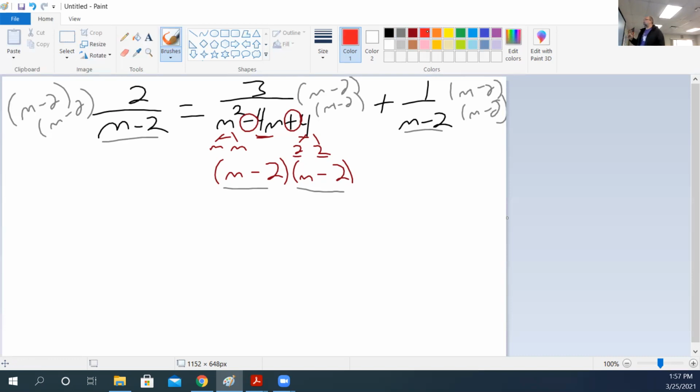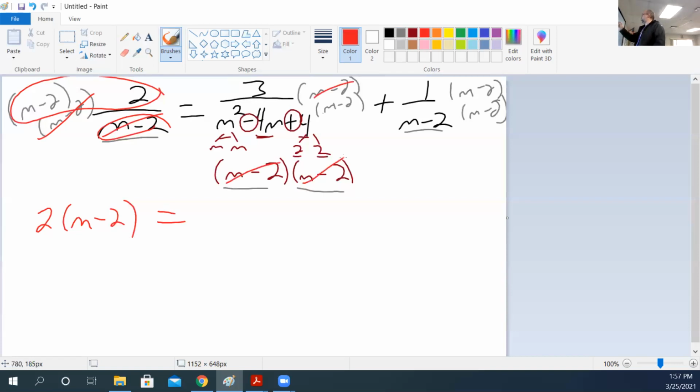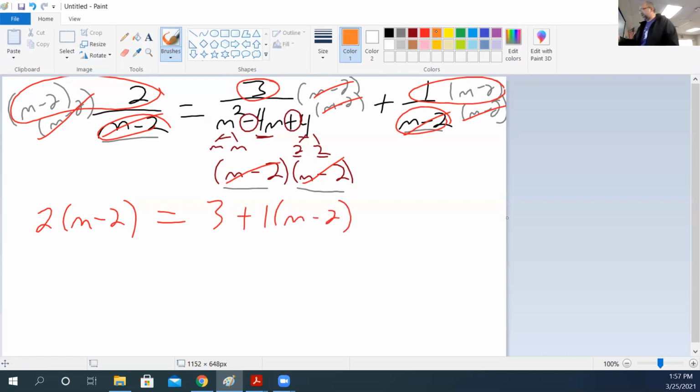Okay. So now let's cancel things out. M minus 2 there cancels one of them. So we still have left a 2 times m minus 2. And this cancels that one, cancels that one. So all we've got left is that 3. And over here, m minus 2 cancels one of those. So what we still have left is an m minus 2. Well, basically it's a 1 times m minus 2. Let's get rid of those parentheses.